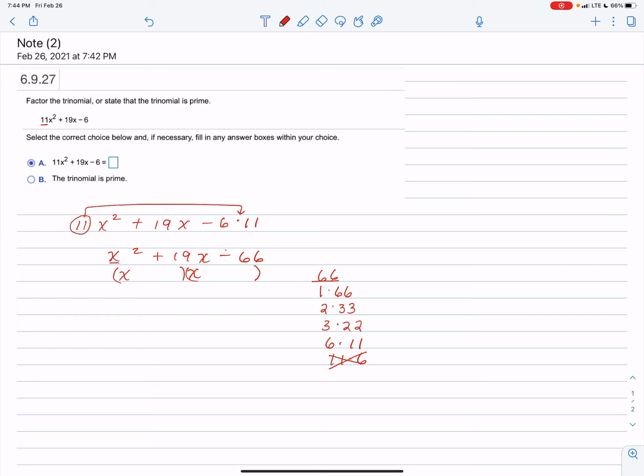Now we'll look at the last sign. If the last sign is negative, that tells us we want the difference of the factors to equal the middle term. So we want the difference to equal 19. So if I look at the factors, the difference between 3 and 22, that would give us 19.